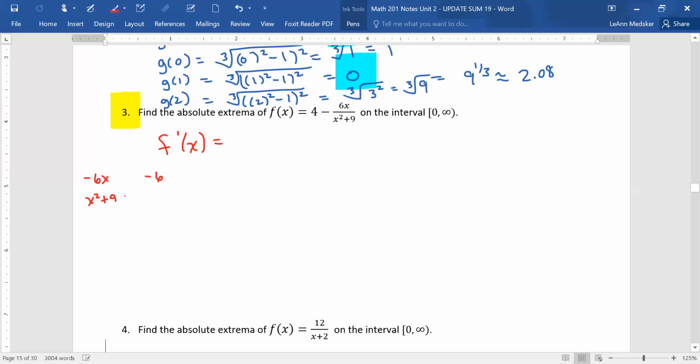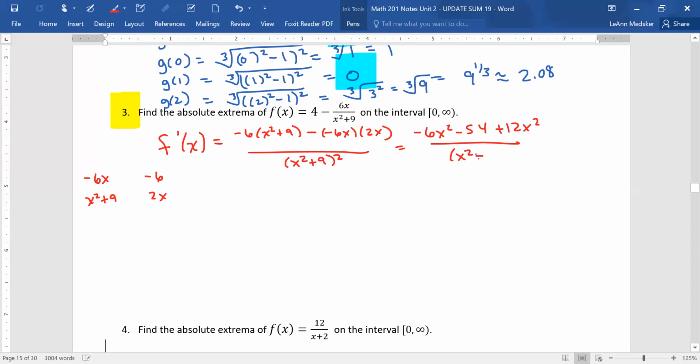Derivative of that is negative 6. Derivative of this is 2x. So it would be negative 6 times x squared plus 9 minus negative 6x times 2x, all over x squared plus 9 squared. So it's going to be negative 6x squared minus 54 plus 12x squared over x squared plus 9 squared. Then my top ends up being 6x squared minus 54 over x squared plus 9 squared.